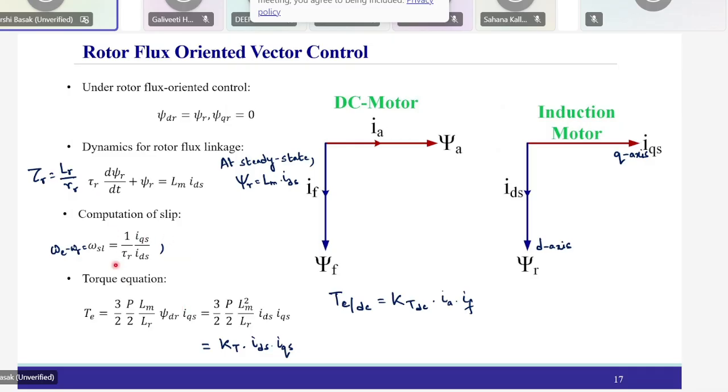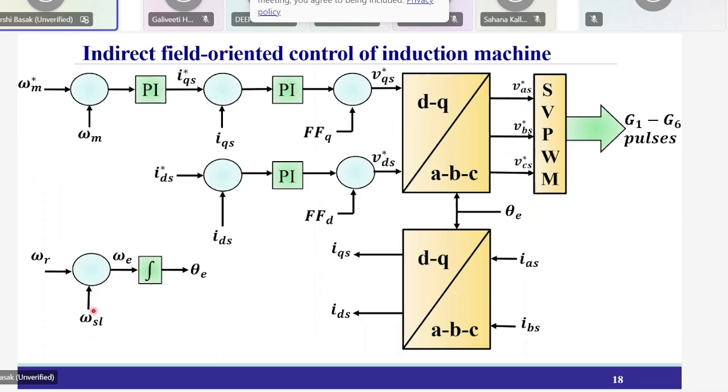Okay, so that is the vector control corresponding to what is called the indirect vector control. Okay, so this is the indirect vector control. Okay, so this is called the indirect vector control drive.